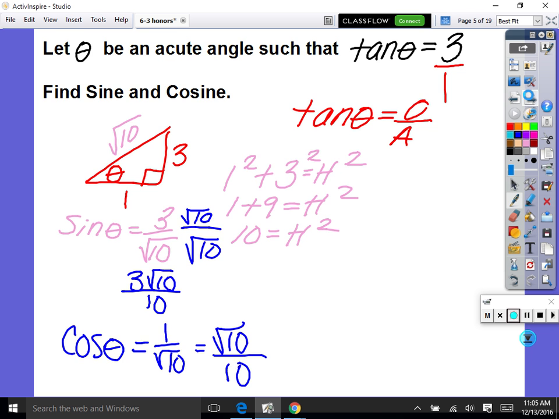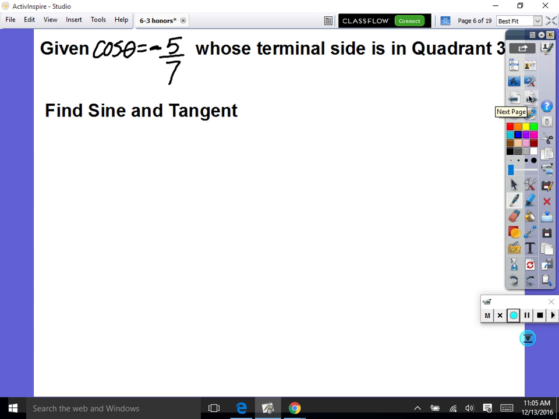Okay. Me too. Given the cosine of theta, now this is throwing in another element here, which we can do. It says, given that cosine of theta is negative 5/7, whose terminal side is in quadrant 3, find sine and tangent. So we've got to think about this a little bit. So we're dealing with quadrants, so we know it's somewhere in quadrant 3, correct? So quadrant 3 is over here.